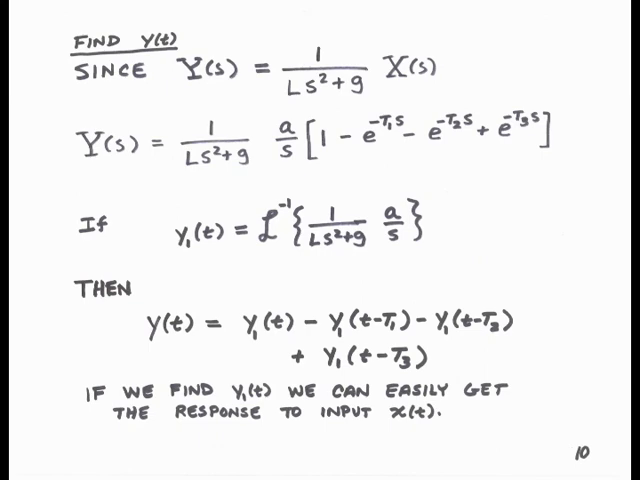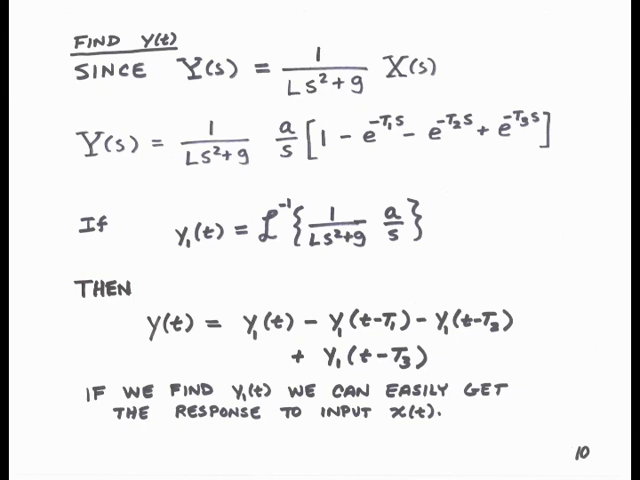So we have found x of s, and we had the transfer function h of s from before. So y of s will be h of s times x of s. H of s was 1 over l s squared plus g, and x of s was a over s times the quantity 1 minus e to the minus t1 s minus e to the minus t2 s plus e to the minus t3 s. So we have y of s as shown here.